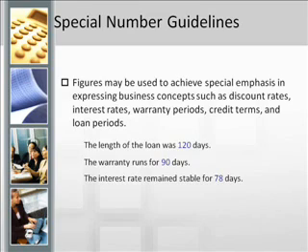So in the first example, the length of the loan was 120 days. We are using the figure. In the second example, the warranty runs for 90 days, also using the figure. Same for the third example. The interest rate remains stable for 78 days. So even though these can be written in the 1 or 2 day rule, we are writing the figure instead.